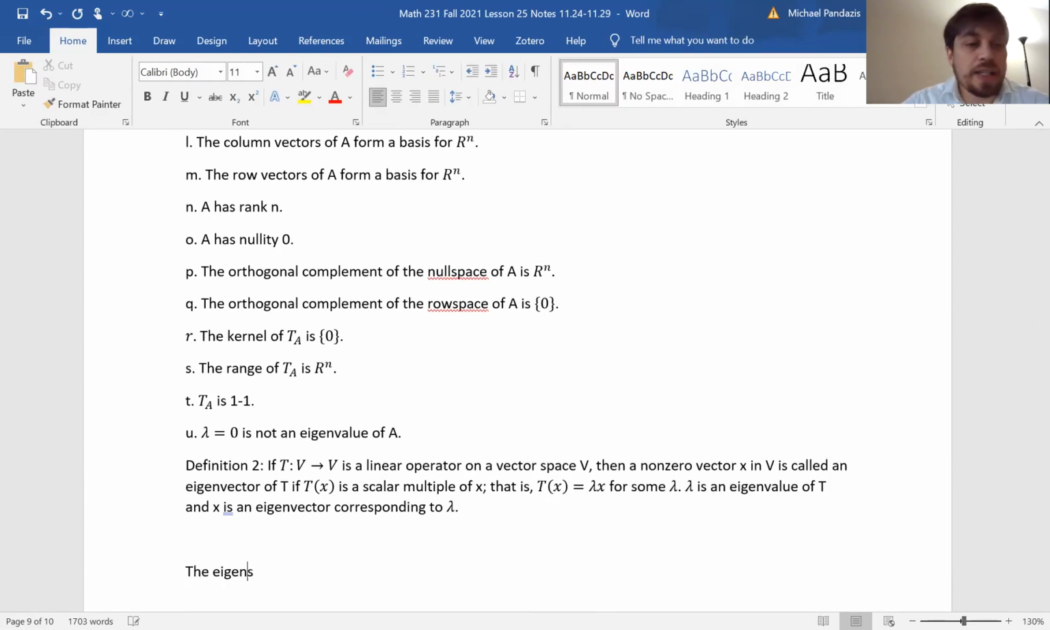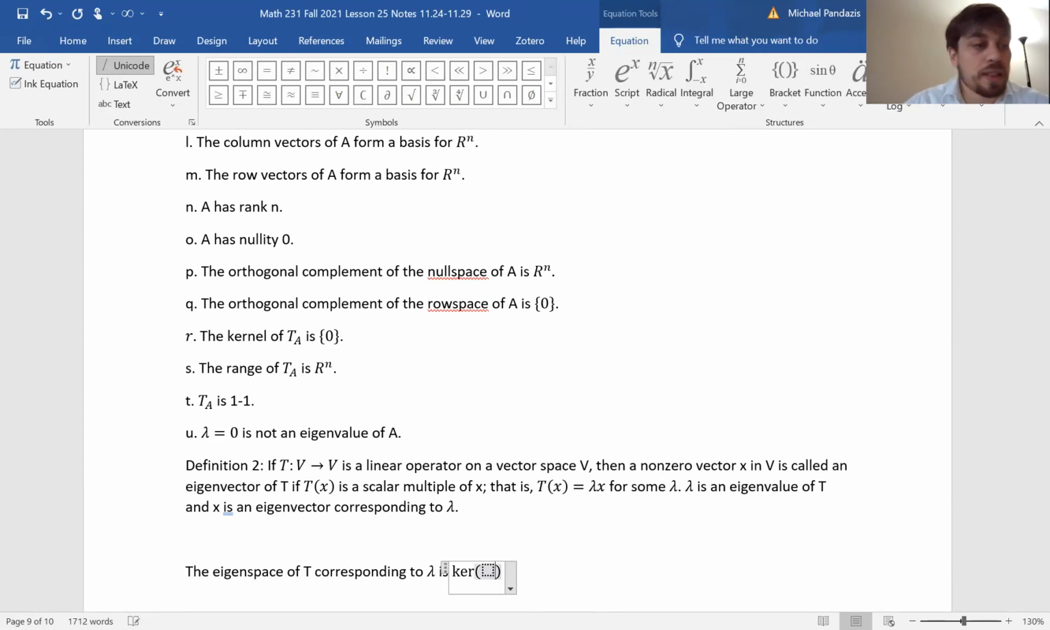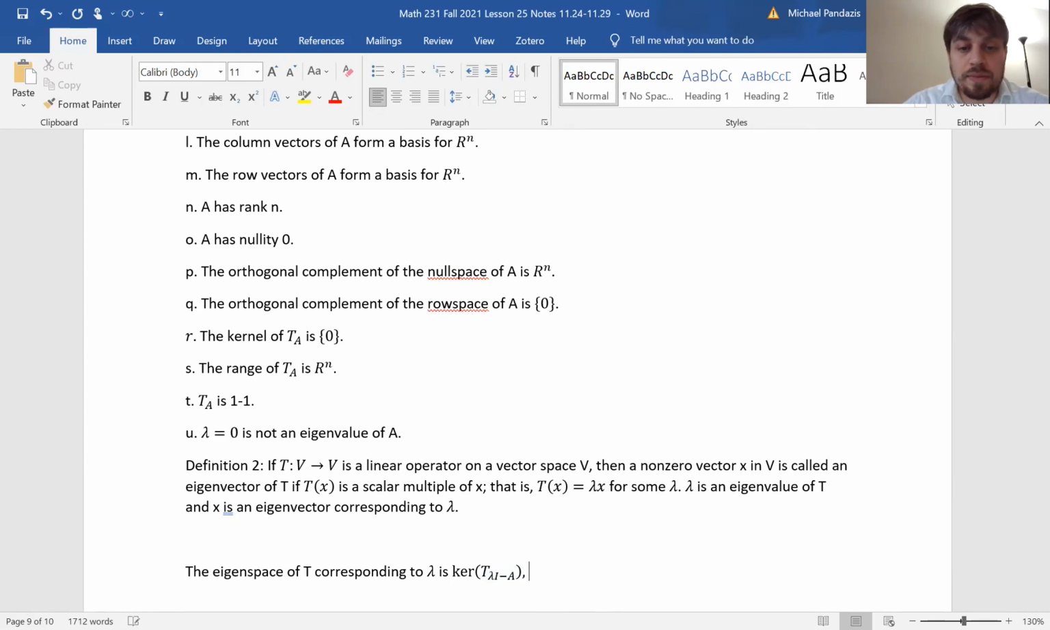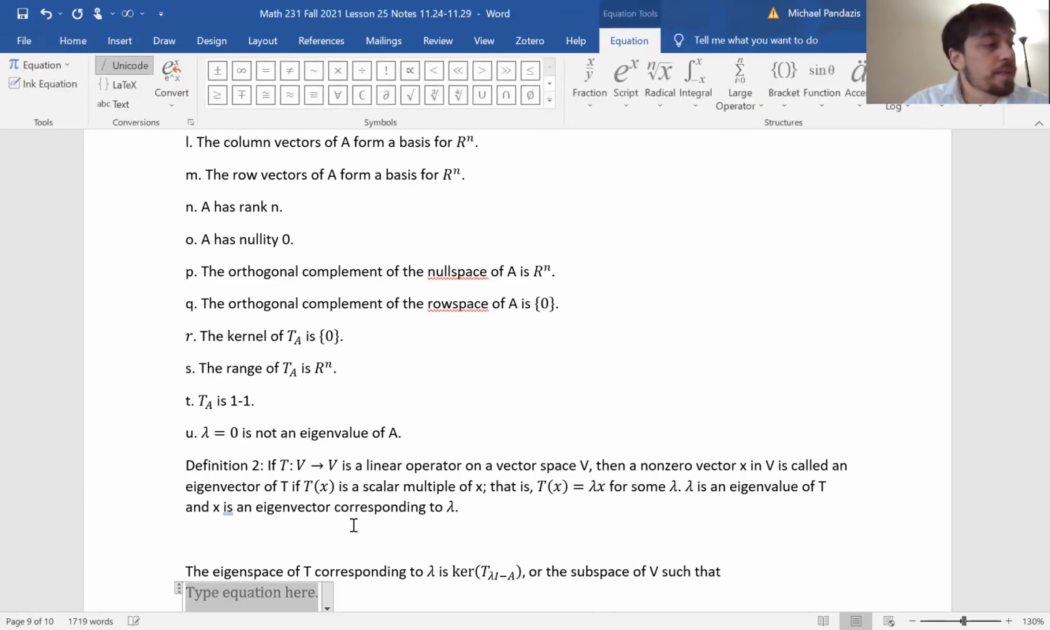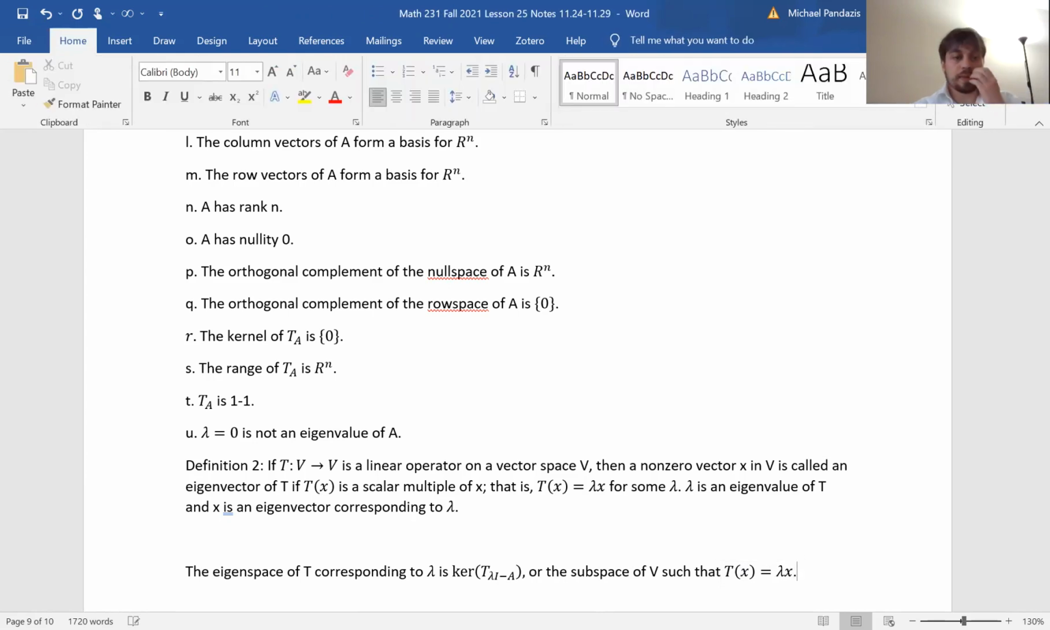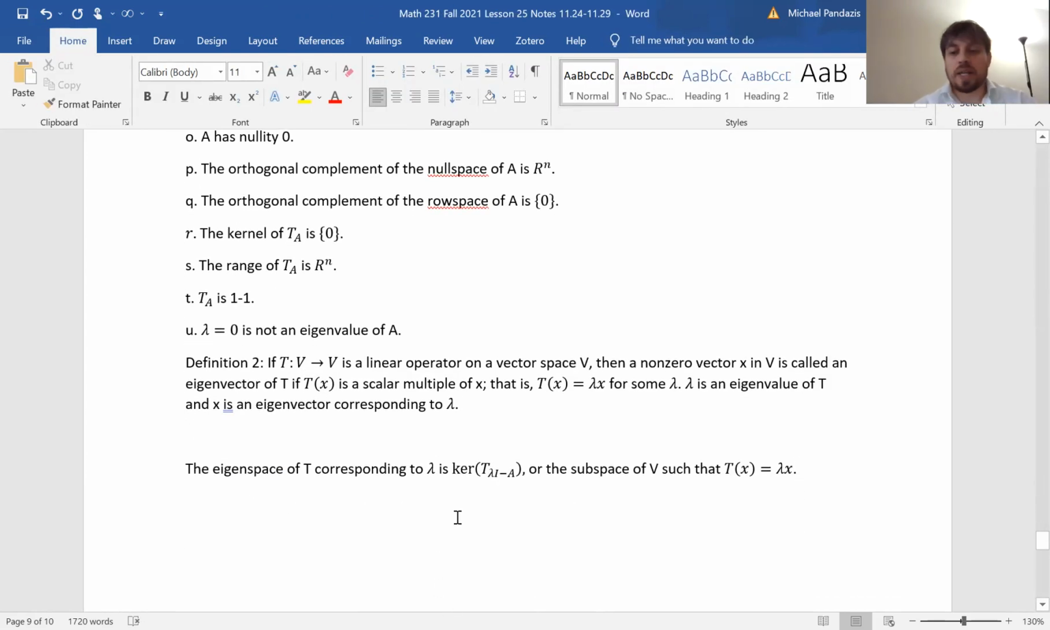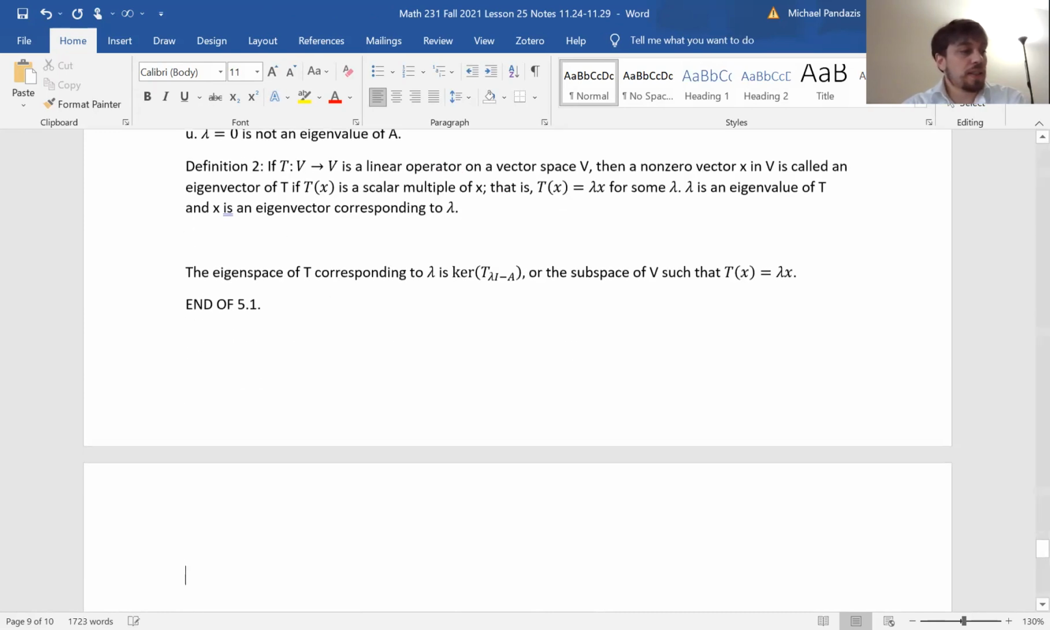Okay, the eigenspace of T corresponding to lambda is the kernel of T sub lambda I minus A, or the subspace of V such that T of X is equal to lambda X. Okay, and so that is the end of 5.1. So you're almost done with this lesson.